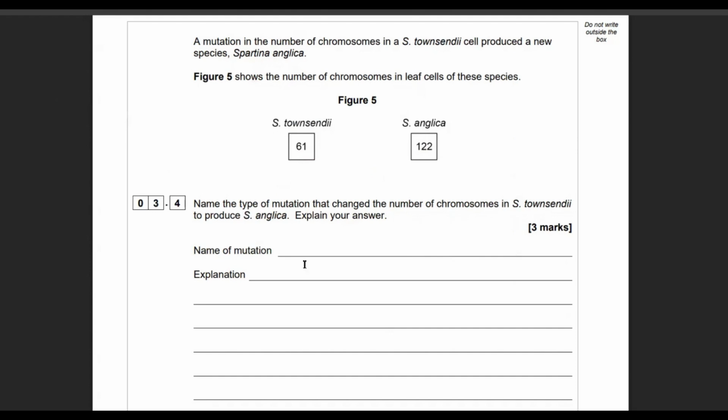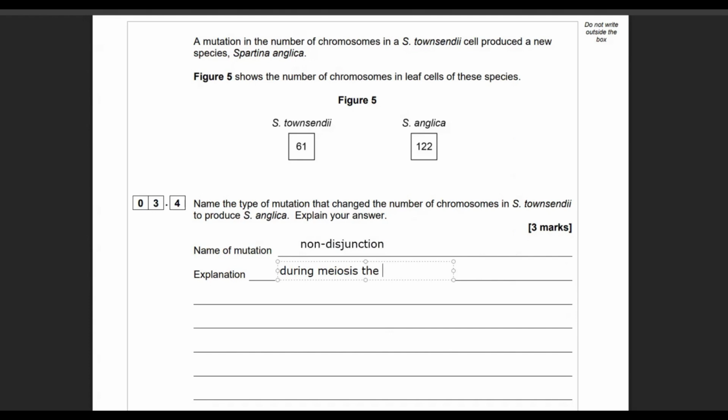Explain your answer. Why don't you pause and have a go? Or I'm going to go through the answer. So this is known as non-disjunction. And what essentially has happened is during meiosis, the chromosomes have not properly separated.